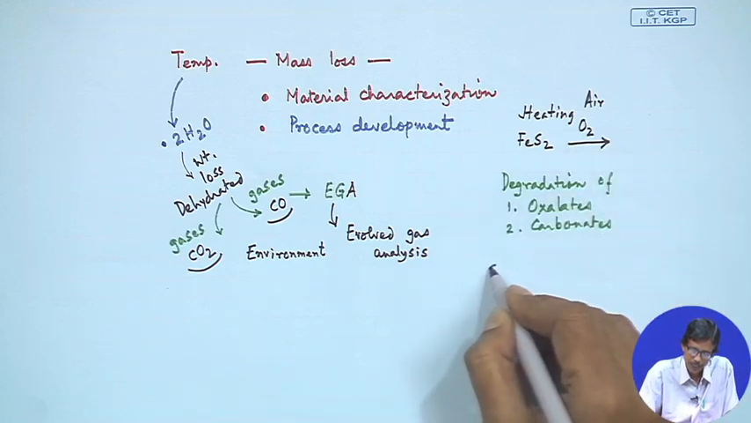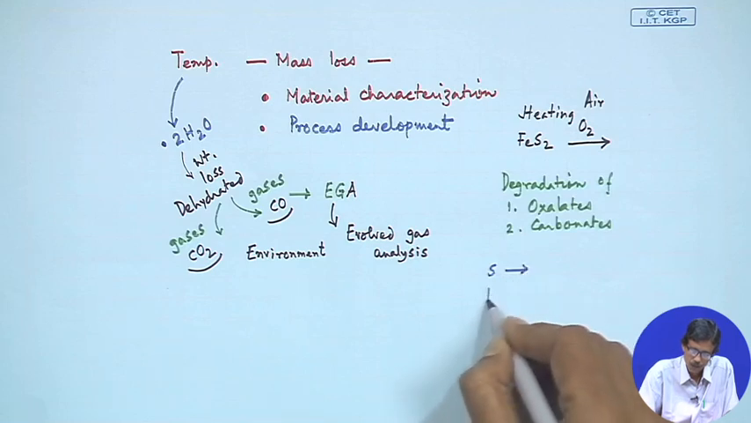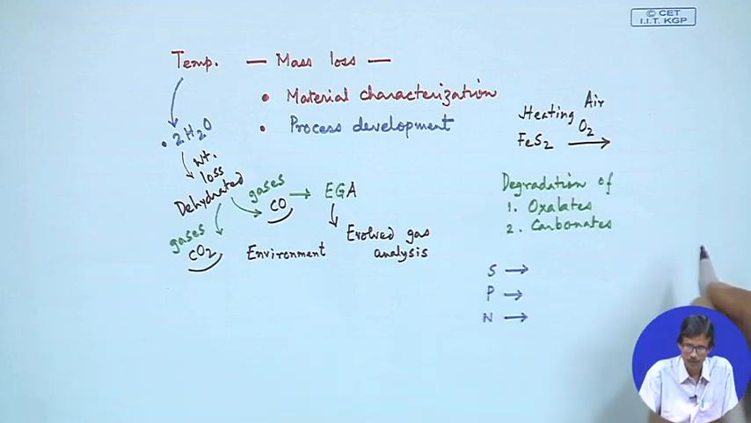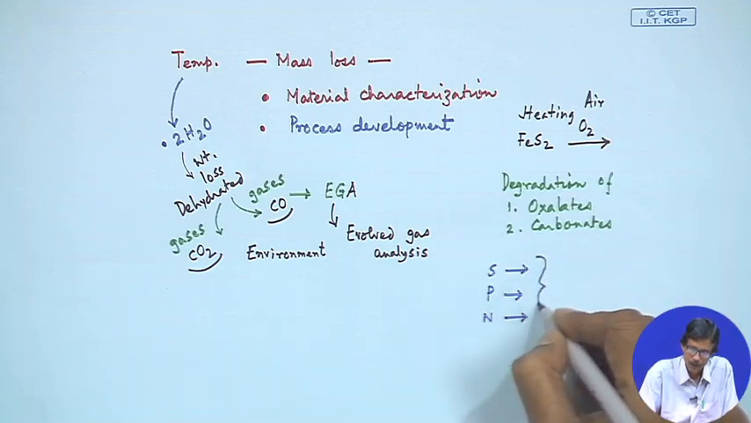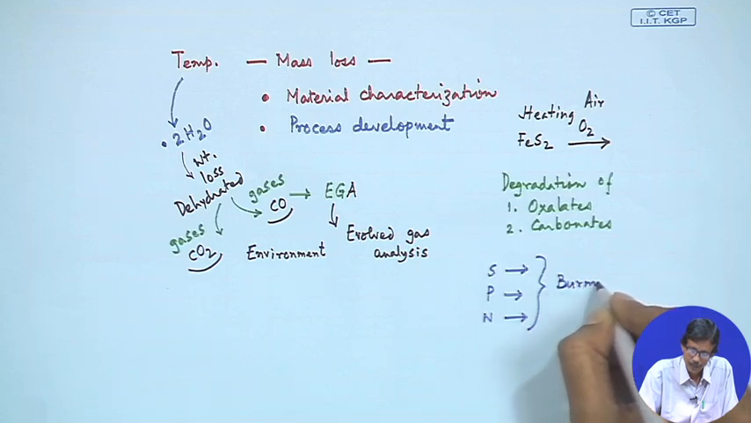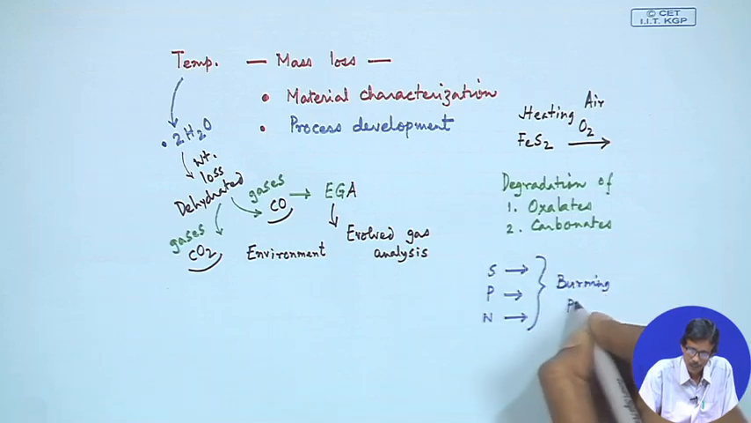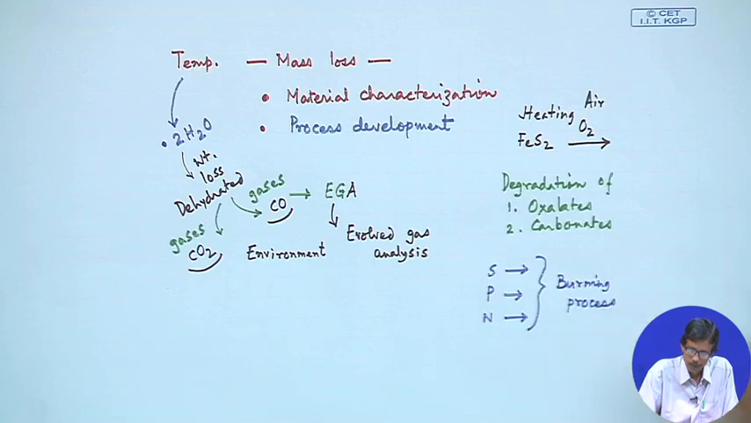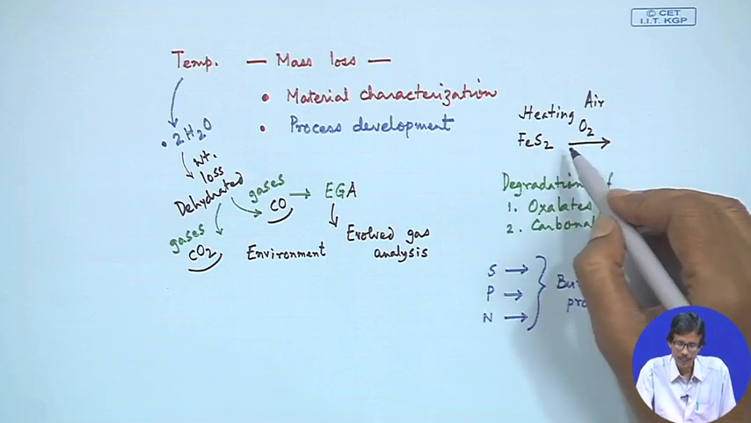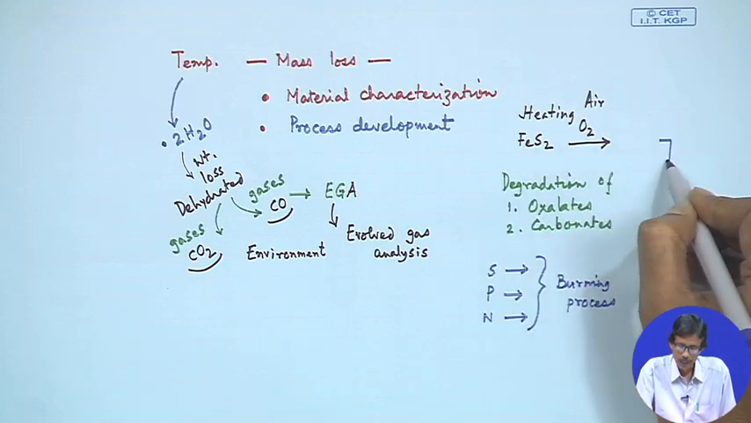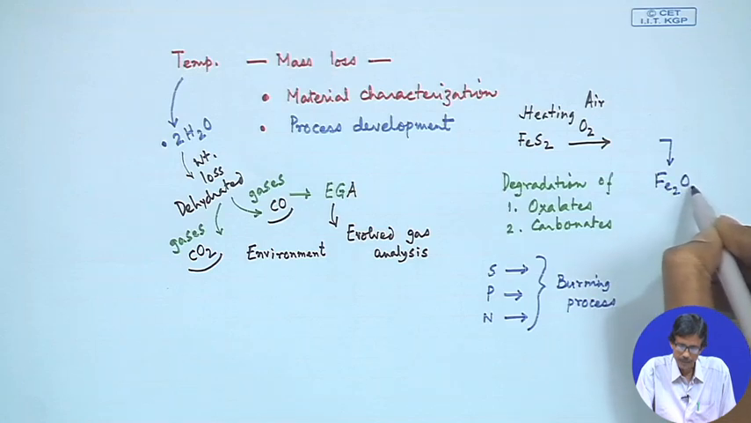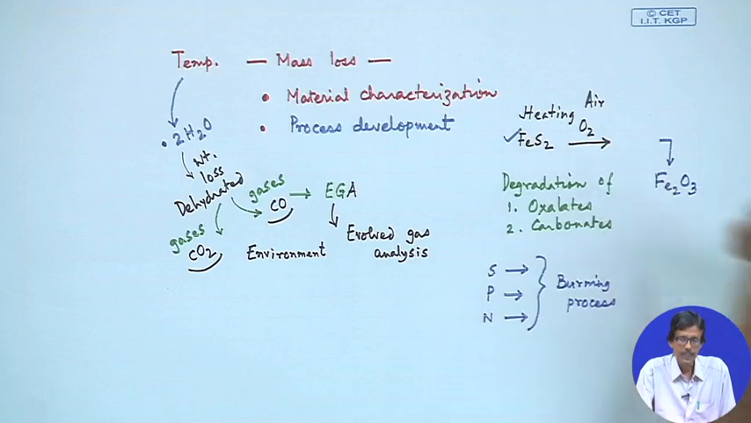non-metallic species, like sulfur burning, phosphorus burning, nitrogen burning, the nitrogen gas burning also. We can consider one after another for their typical burning process. In this particular burning process, ultimately what we have seen is that it goes to the corresponding oxide formation, that means Fe2O3 formation from this iron.